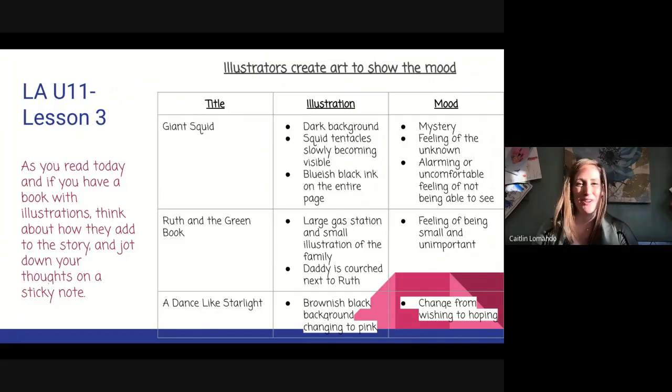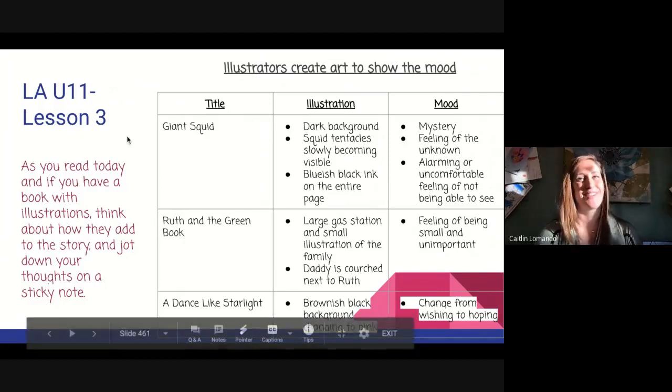In Ruth and the Green Book, we saw a large gas station and a small illustration of the family. Daddy is crouched next to Ruth. Maybe that's trying to show us that Ruth feels small and unimportant. In A Dance Like Starlight, we see a brownish black background that slowly changes to pink. Perhaps that shows us a change from wishing to hoping.